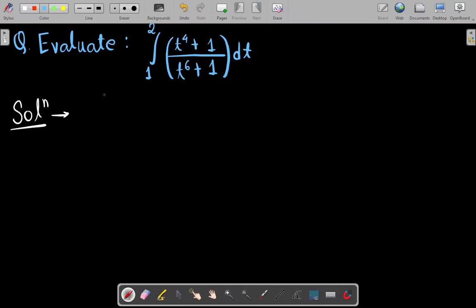Hello everyone. In this question, we are asked to evaluate the integral of t to the power 4 plus 1 entirely divided by t to the power 6 plus 1. This is a rational function and the limits of the definite integral are from t equals 1 to t equals 2. So let us start this integral.